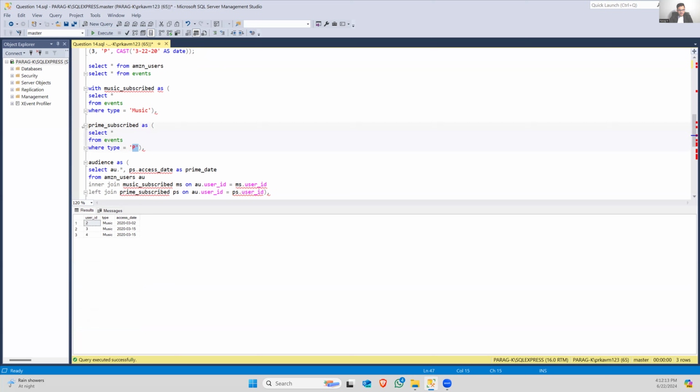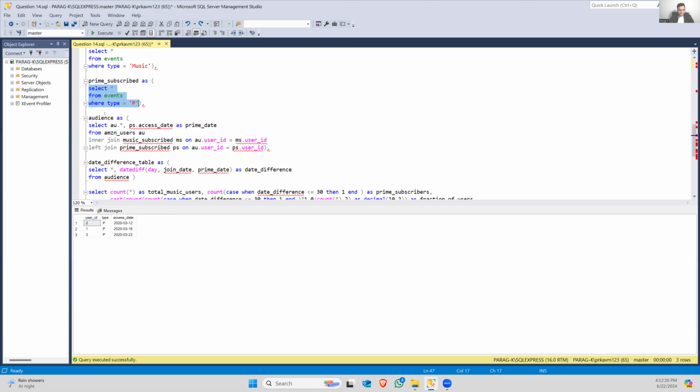And now the same, I'm going to do it for the people who have bought Prime. So this is another query for people who purchased Prime. This basically gives you the Prime. Now you have to understand this particular query is quite important.